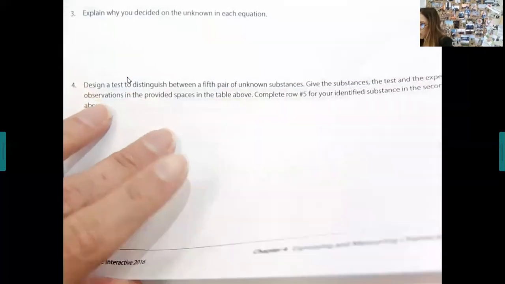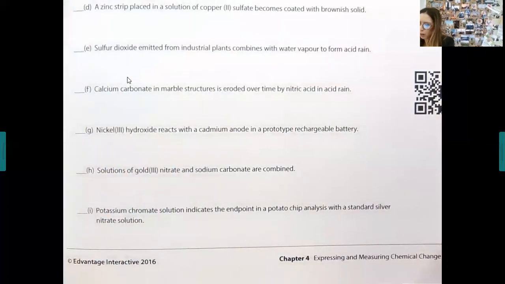Now what I strongly suggest you do is attend 8th hour to work on some of the problems in the review questions, numbers 3 and 4. I can tell you which ones if you come to 8th hour, and then you can check the answers with me or you can check them on Advantage.